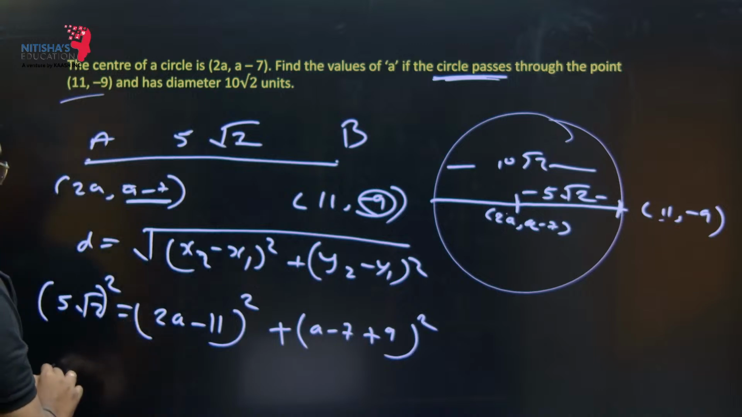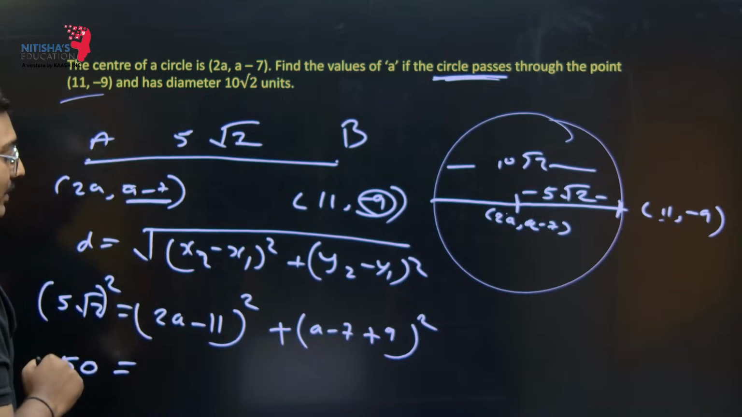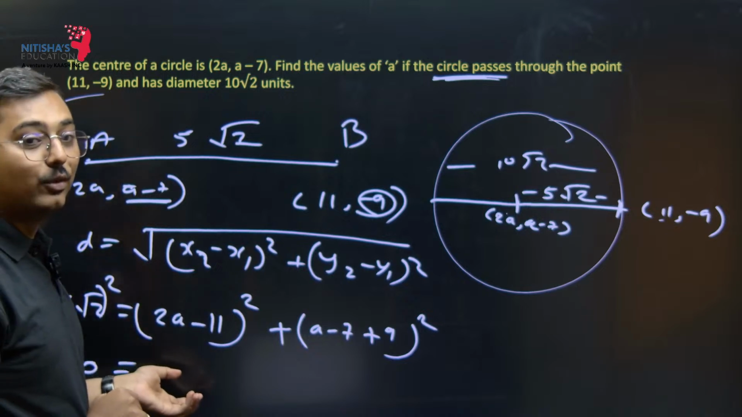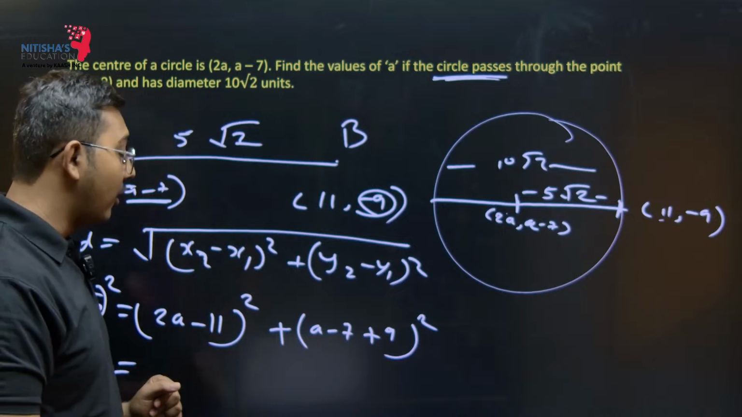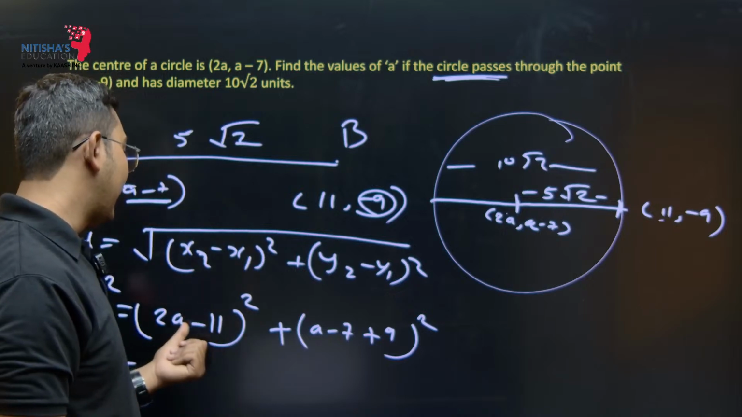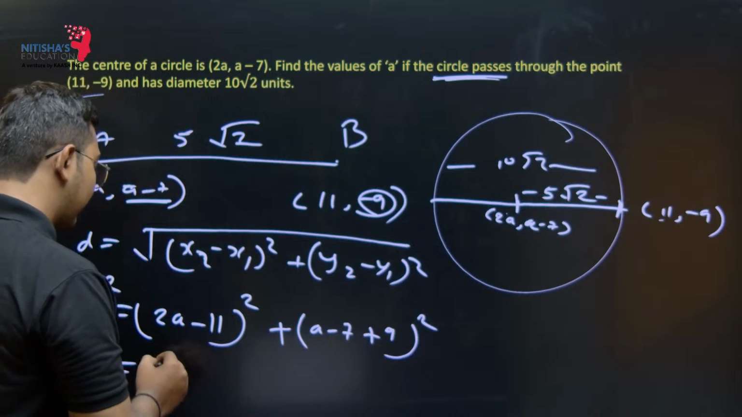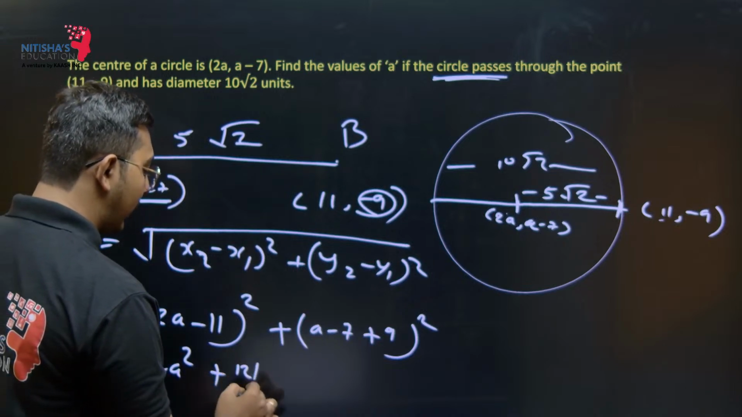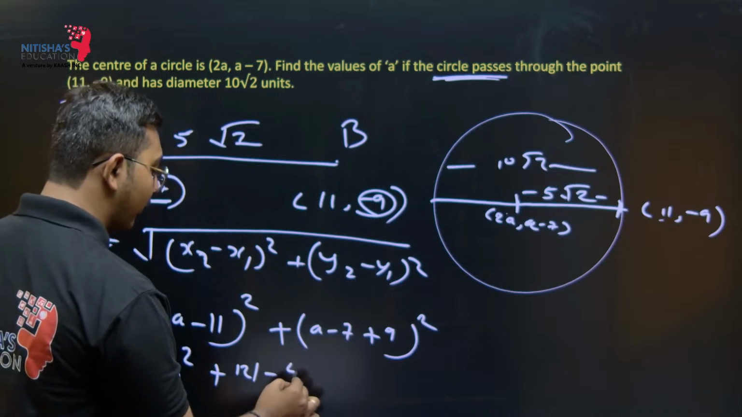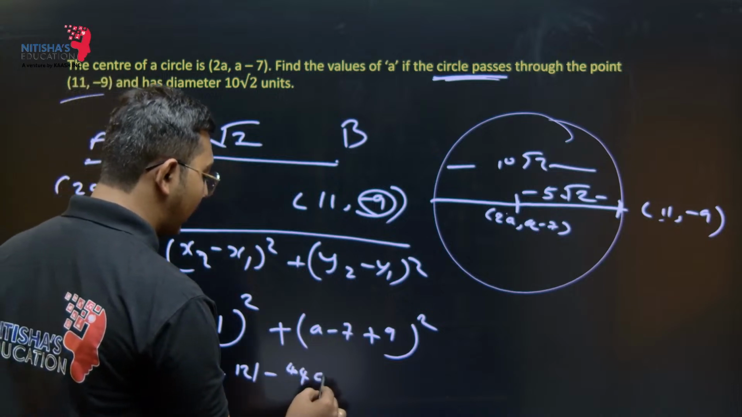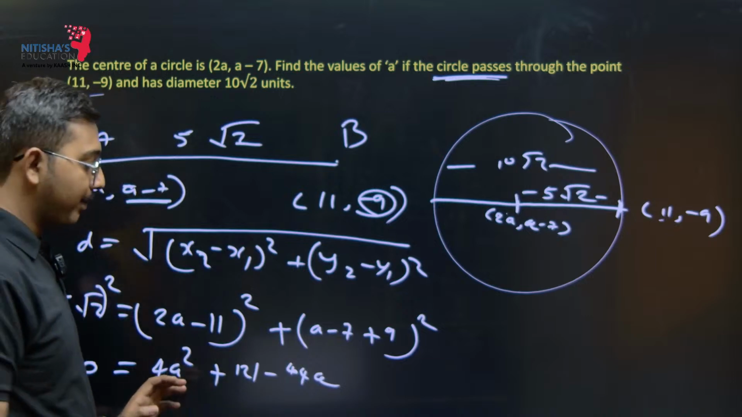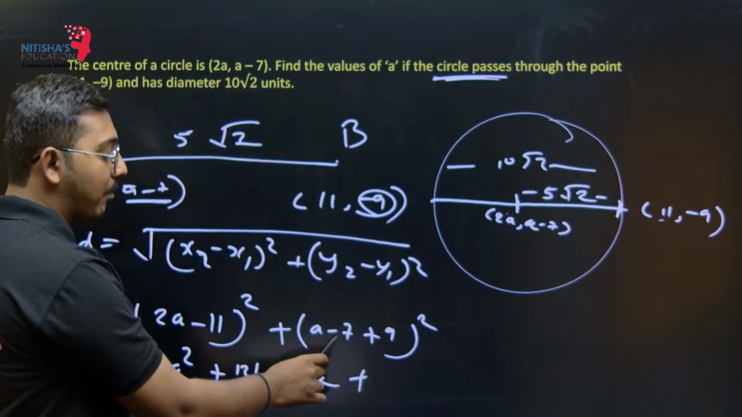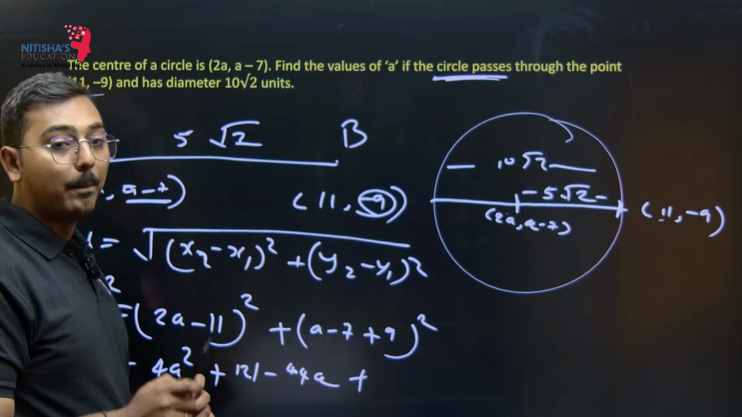So this will be 5 squared is 25, 25 into 2 is 50, equal to 2a minus 11 whole square. Now here you will be using the polynomial chapter of class 9th, which is a minus b whole square. What is it? 4a square plus 121 minus 4 into 11, 44a. Okay, plus a minus 7 plus 9, which would be plus 2.